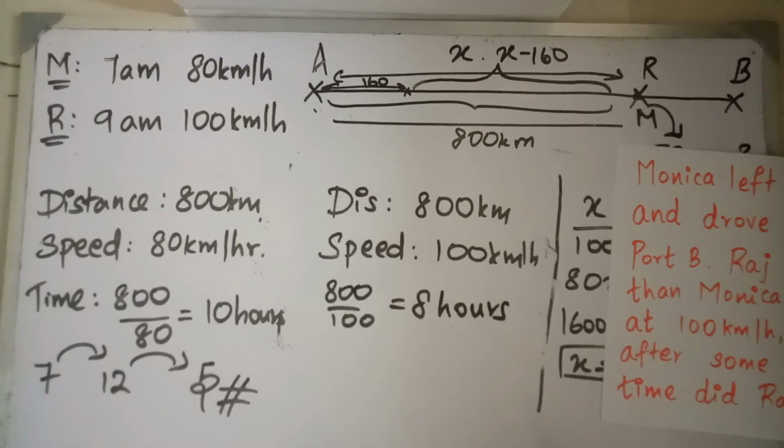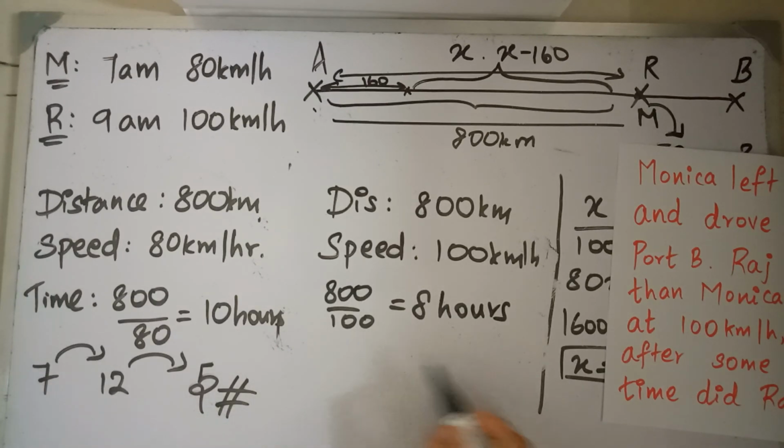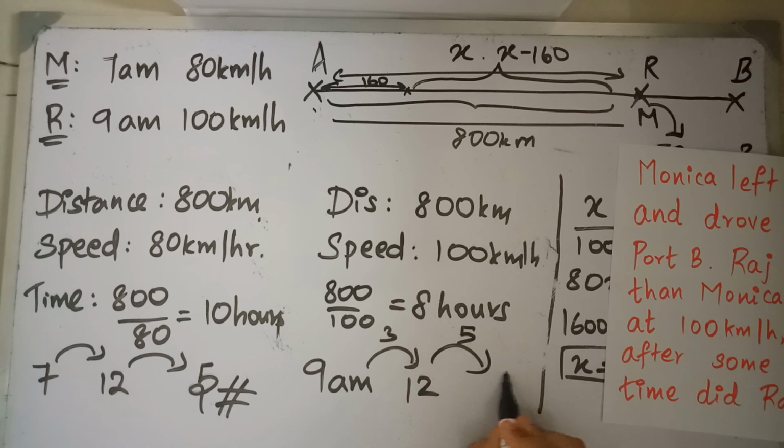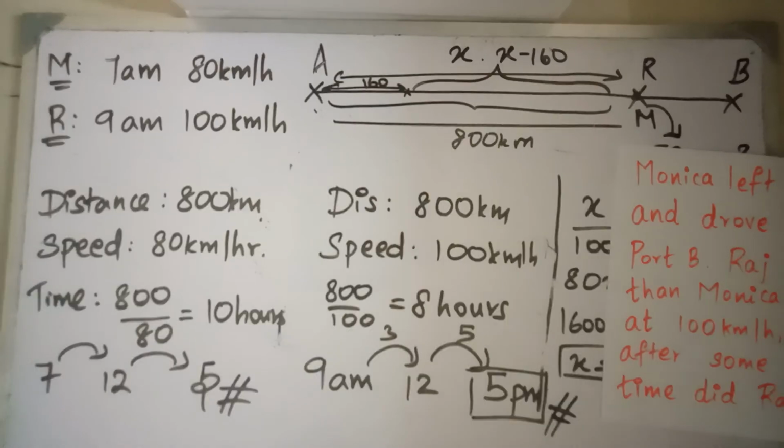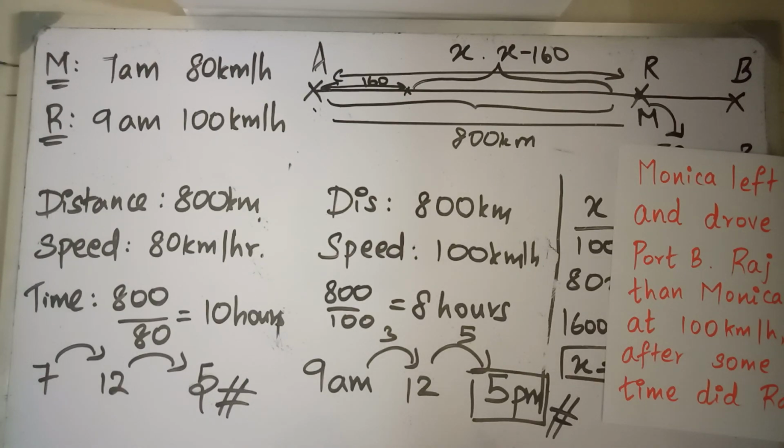So it will come to the same timing, which is 5, because he starts at 9. He starts at 9 a.m. So 9 to 12, 3 hours. Another 5 hours. That will give 5 p.m. So they both reach this point, or in other words, Raj overtakes Monica at 5 p.m.